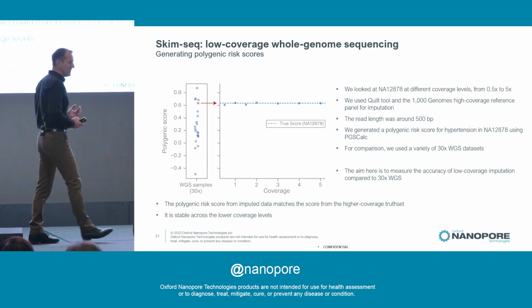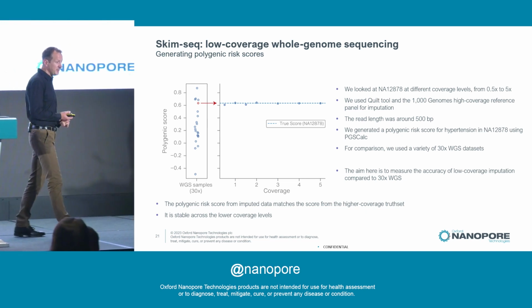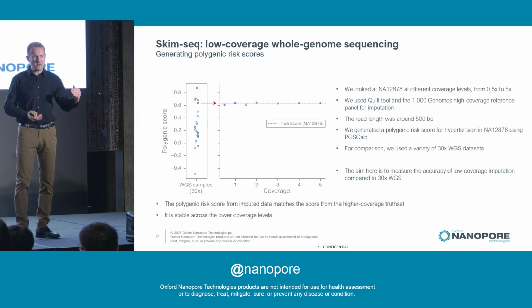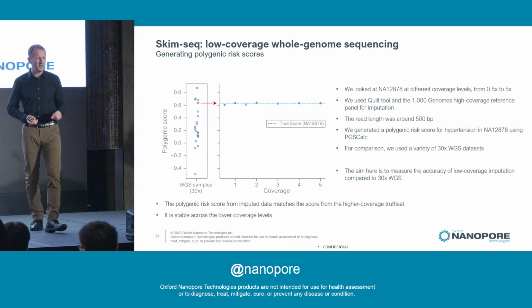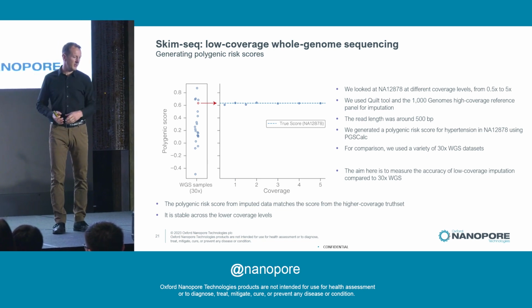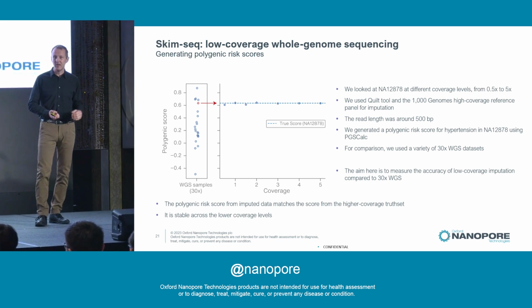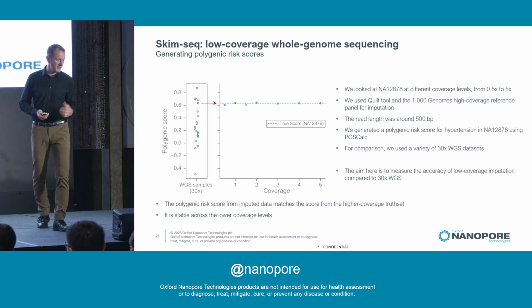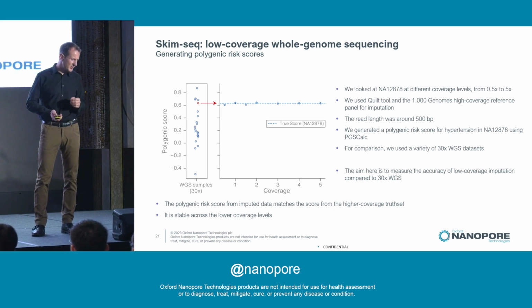But what we're really interested in is seeing if the score that person gets for hypertension is robust when we use smaller amounts of data. So going from 30x, we wanted to downsample down to 5x, all the way down to 0.5x, and that's shown by the dots on the right-hand side of the graph. Hopefully you can see that they do all fit on a line. So we do have a robust way of identifying these risk scores at low coverage.